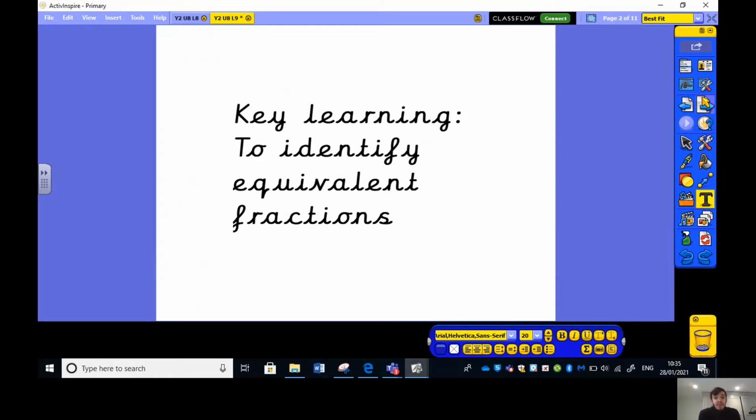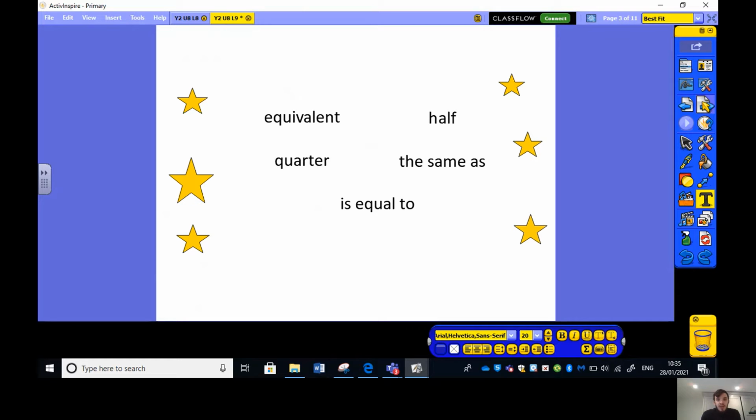Well, new learning from our last lesson. The key learning today is to identify equivalent fractions. Don't worry if you have not heard the word equivalent fractions. I imagine most of you haven't, which is fine because you haven't learned it yet. So let's go on and understand what I mean by an equivalent fraction. But let's start with our key words. Equivalent, half, quarter, the same as, is equal to.